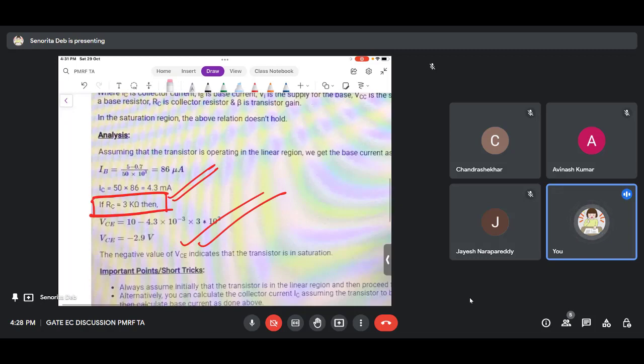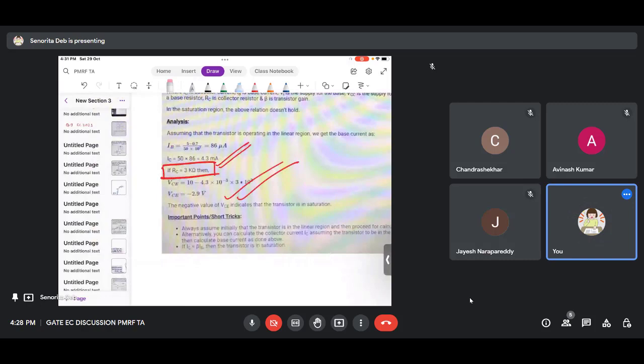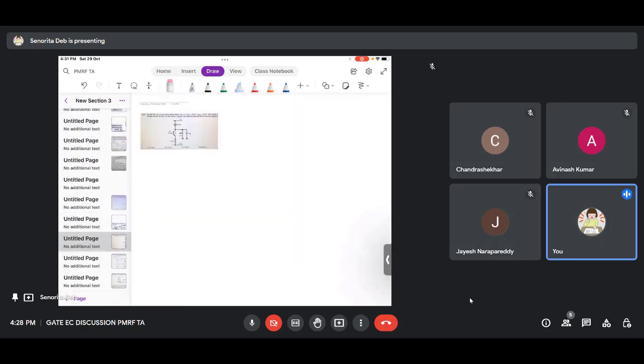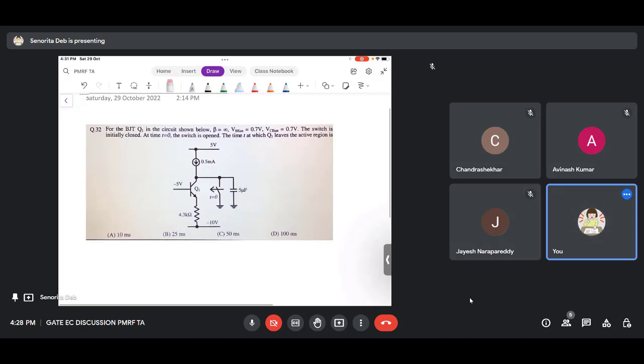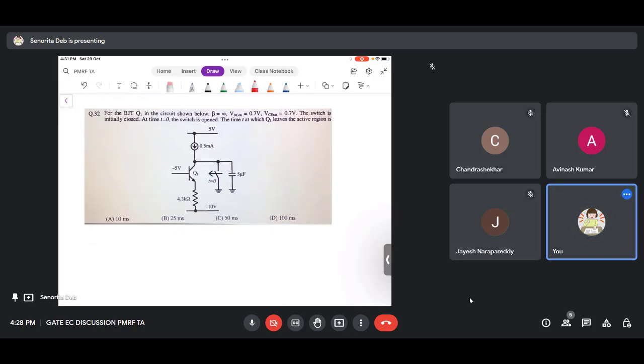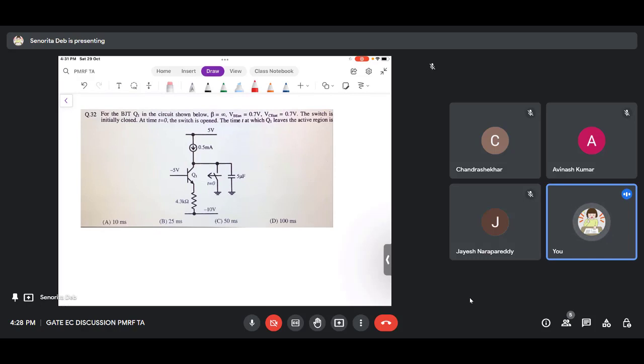So now going to the next question. I think this is a GATE 2011 question. It was a pretty simple question, a good question. When you see this question, you will think that they have given transient analysis and all those things, but it is not like that. What is there in the question? They have said that this transistor is biased, and I'm opening the switch at t equals to 0. Earlier the switch was closed, that means earlier there is no capacitor connected. Now I am connecting a capacitor.